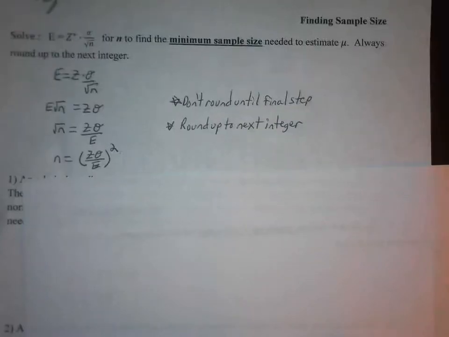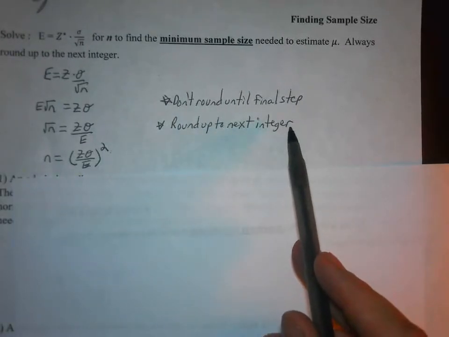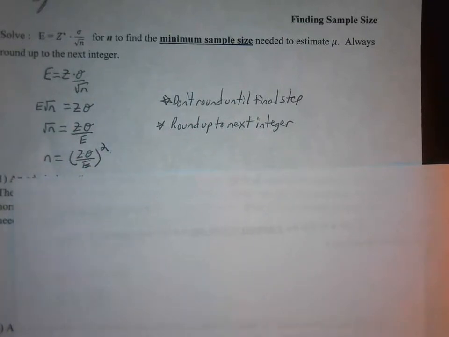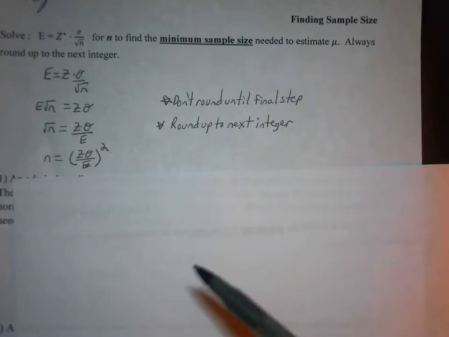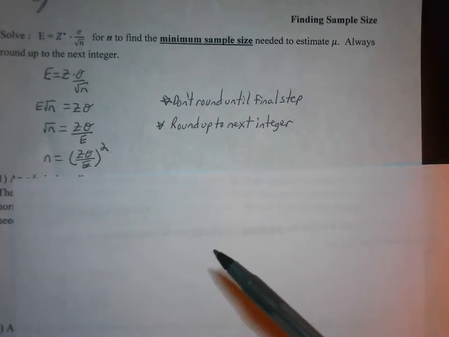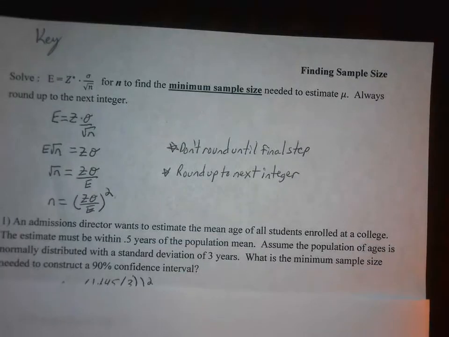Okay, and we do not round until the final step, and we always round up to the next integer. The idea there is to get a minimum sample size. If you end up with an n value of, say, 84.3, you cannot choose 0.3 items. So you round up to the next whole number integer. Okay, so just a few quick examples of this.